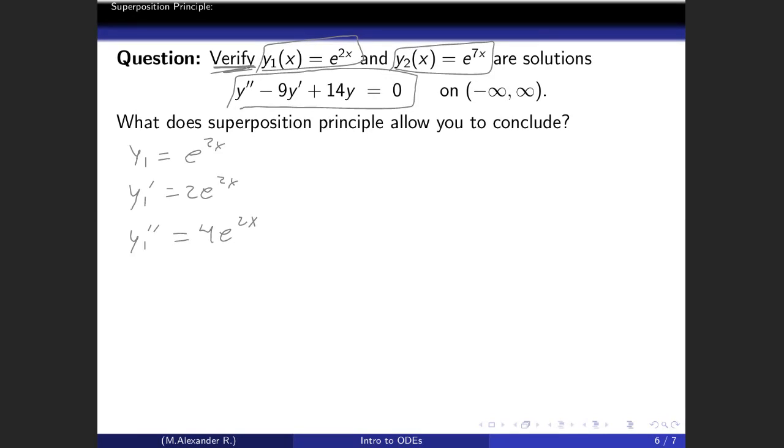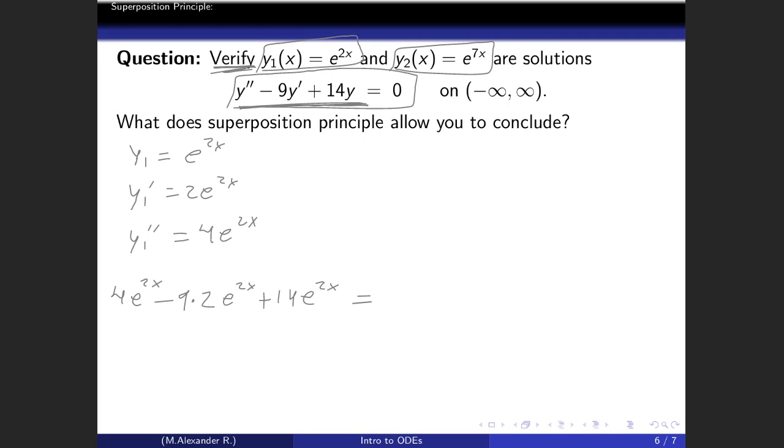If you were to plug in these three pieces of information into the left side of the equation, then it will be equal to 0. You can do the calculation if you want to. So let me just write it up, and then you can do the algebra. So you would write down 4e to the 2x minus 9 times the first derivative, 2e to the 2x, plus 14 times the original function, which is e to the 2x.